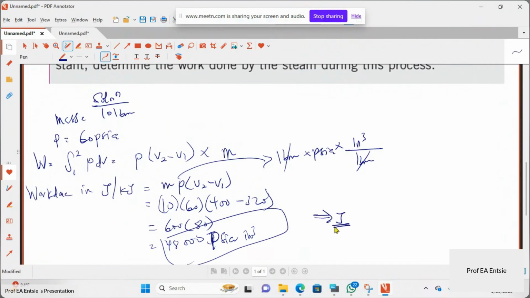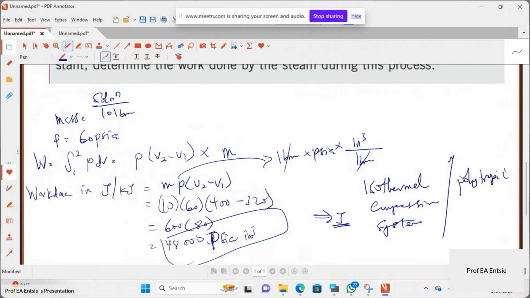So, ladies and gentlemen, these are the two examples we have for now. I'll come your way with another type of system, which is isothermal compression. Then I'll talk about polytropic process or system. Then we end this chapter. Then we can tackle the last chapter of the course, which is pure substance. I love that particular topic.